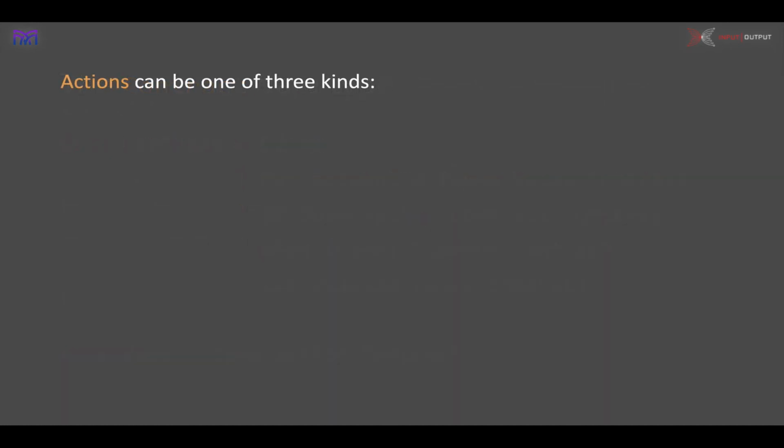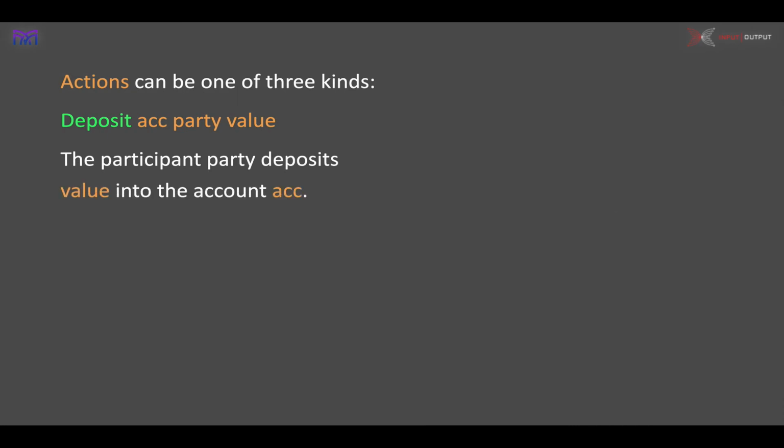So actions can be one of three kinds. They can be a deposit. So we're waiting for a party to deposit a value into an account. This is how money gets put into contracts. The contract waits for that action to happen. And as I said, we have to have timeouts on that, because the party may not choose to perform that action.